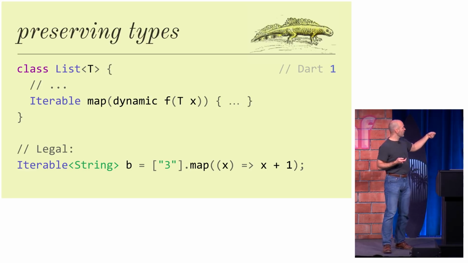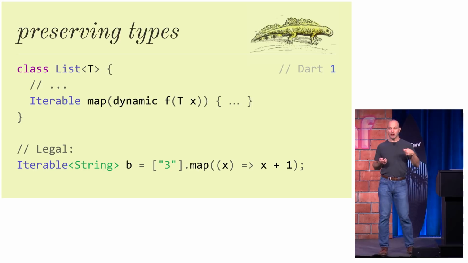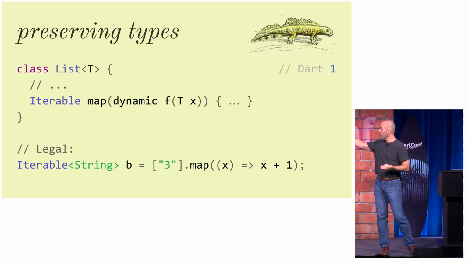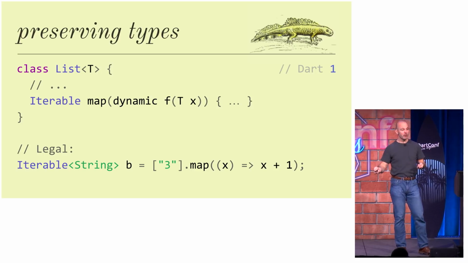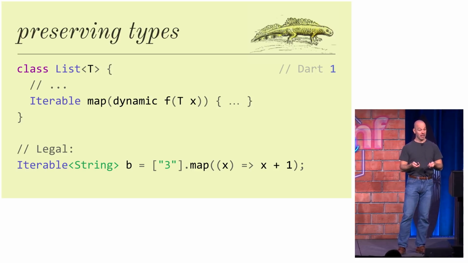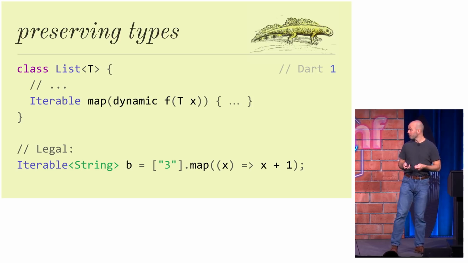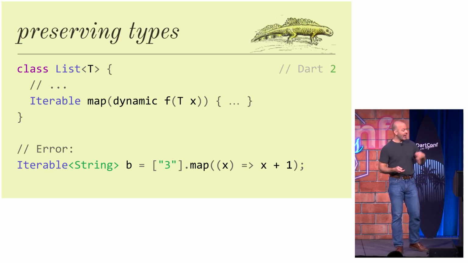A consequence of this is that code like what I have written on the bottom there is not going to be detected statically in Dart 1. You can take a list of strings and map something over it that tries to add 1 to it. There's nothing in the system that will tell you that that's a bad idea until it blows up at runtime. We can fix this fairly easily, without changing anything core in the language other than the type system in Dart 2, by adding some type inference.